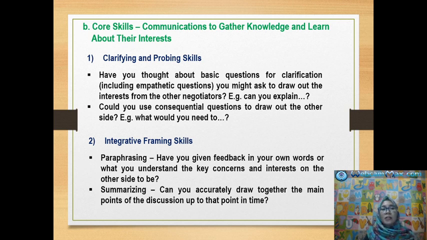Second, integrative framing skills. Paraphrasing. Have you given feedback in your own words on what you understand the key concern and interest on the other side to be? Summarizing. Can you accurately draw together the main points of the discussion up to that point in time?